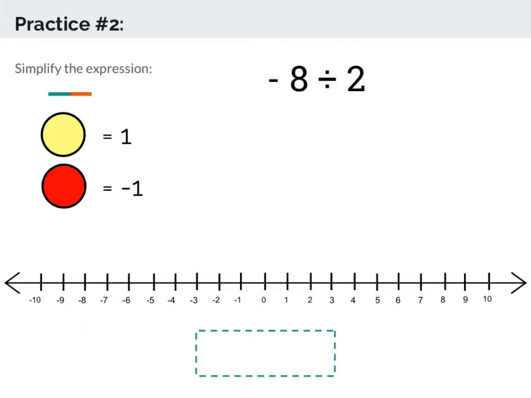Here we are at practice problem number 2, and it's telling you to simplify the expression -8 divided by 2. I want you to try this one on your own, so you're going to go ahead and pause the video now and then press play again to see if your answer is correct.